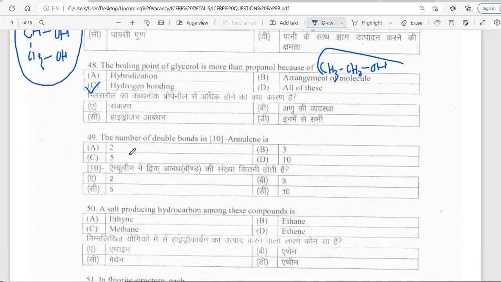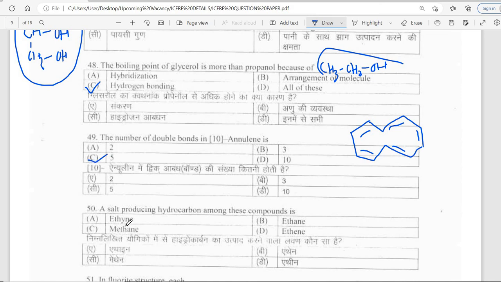The number of double bonds present in [10]annulene. [10]Annulene has a structure like this, just like naphthalene. Naphthalene is a fused system, but in that case we have not used the C9 and C10 bond. This is the [10]annulene, because in the structure, 10 carbon atoms are there. If you count 1 2 3 4 5 6 7 8 9 10 with a double, single, double arrangement of bonds, the number of double bonds in total is 1 2 3 4 5. So 5 is the correct answer.